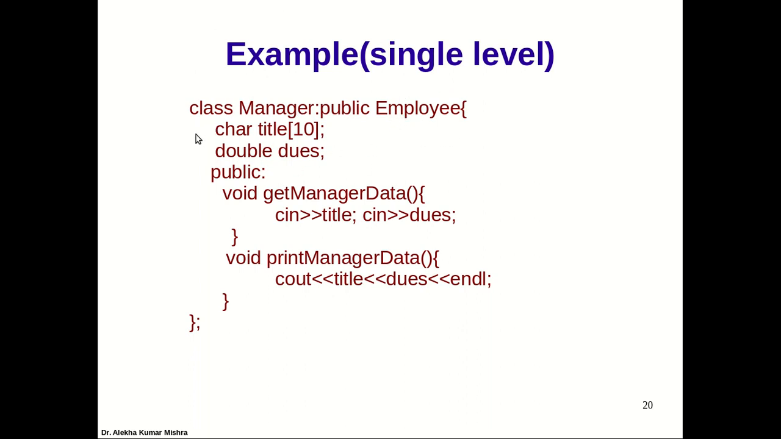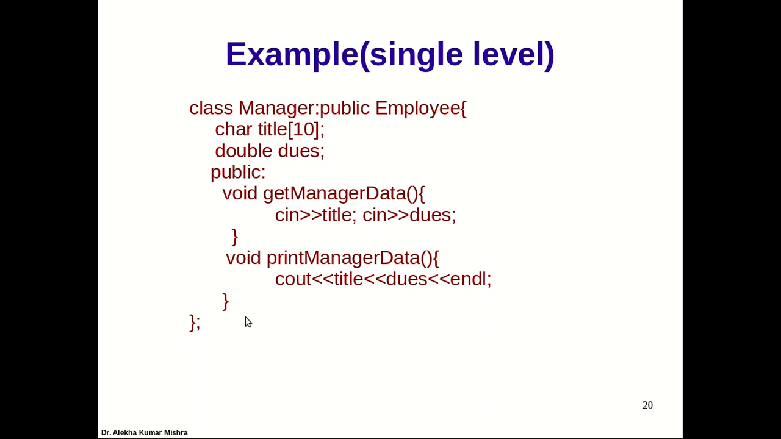All right, so all the attributes of the employee are available here. Now we can access them if they are public or protected. So we have additional attributes: character title, and double dues or club dues. And in get manager data, we input the manager data, title and dues, and we print using print manager data. Simple, they remain as they are.